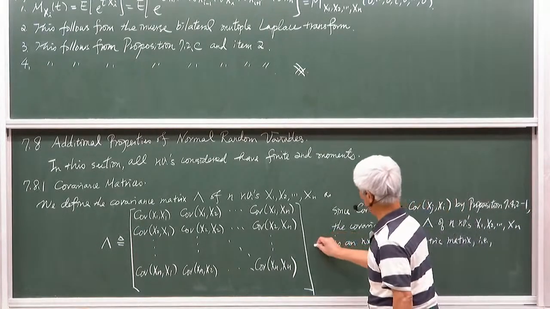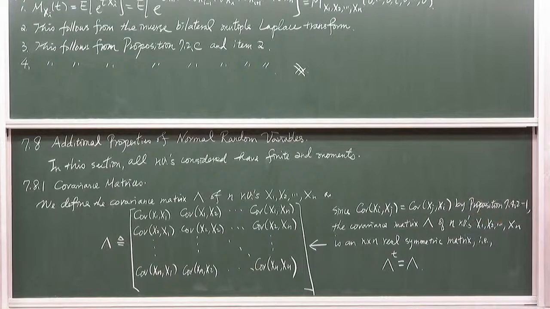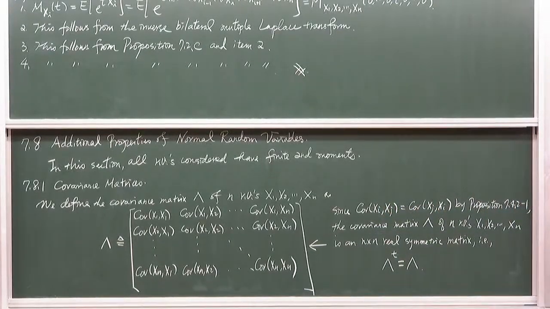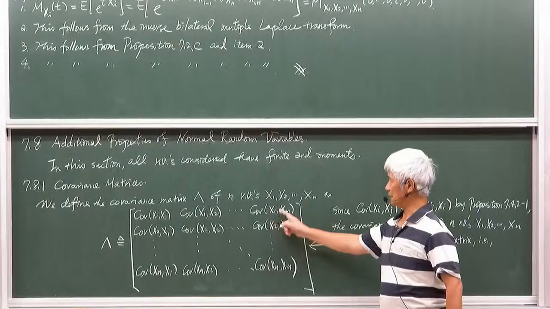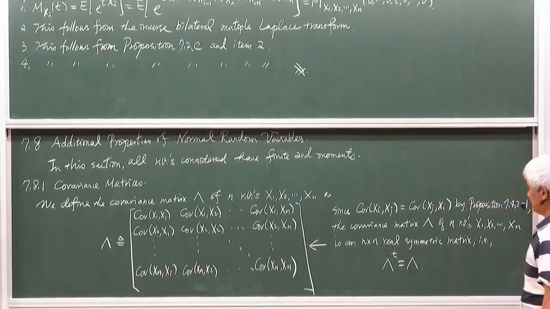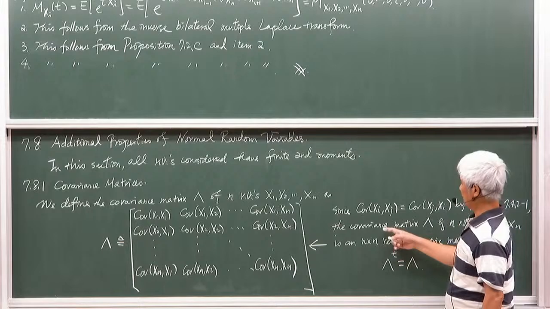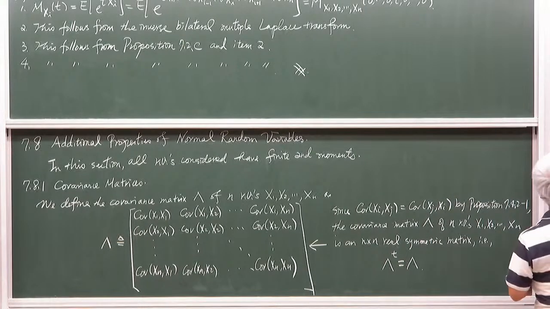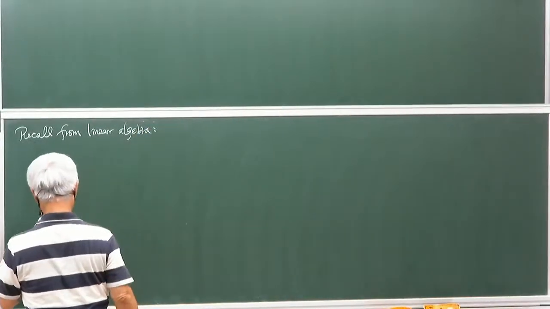This is the first observation: the covariance matrix is always real, because we are considering real-valued random variables here. So the covariances are real numbers, and the covariance matrix here is an n times n real symmetric matrix. Okay, and now recall from linear algebra.